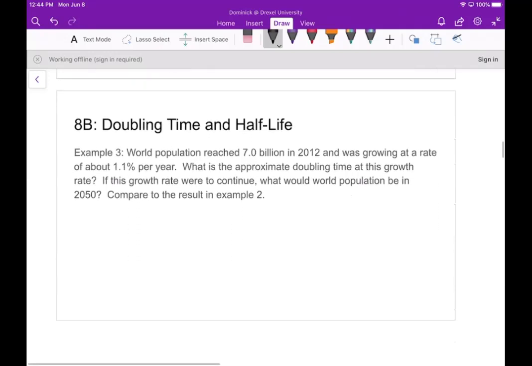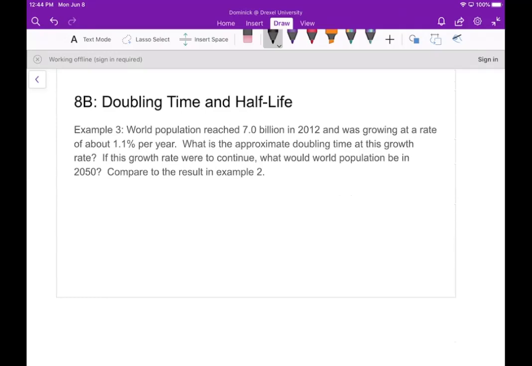So now in this example, we have the world population reached 7 billion in 2012 and was growing at a rate of about 1% per year. So we want to know what is the approximate doubling time at this growth rate. And if the growth rate were to continue, what would the world population be in 2050? And we'll compare this to what we got in example 2.